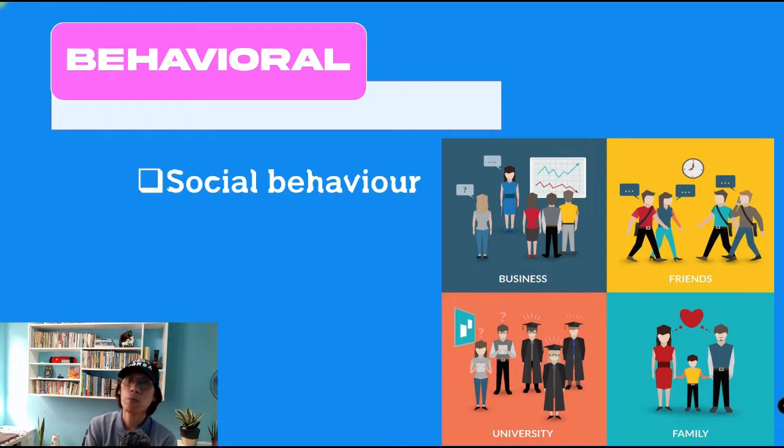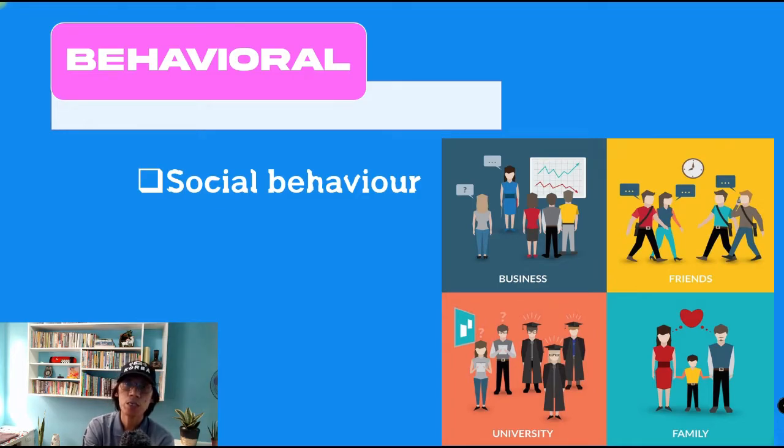Okay, we have social behavior. Social behaviors are actually behaviors that the society demands from us or expects from us. Like, for example, in business organizations, you are expected to obey, comply, become a good team player, and go to work on time. And in friendly relationships, of course, you're expected to be honest and not to betray them.